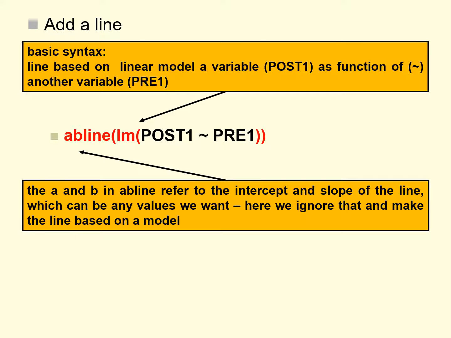And the ab in abline refers to the intercept and the slope of the line, which can be any values we want. So for instance, we could do abline and just give it some values, which would then draw the line that we wanted. Or in this case, we're saying get those values, the a and the b, the intercept and the slope, from this linear model, which is kind of cool. There's a lot of flexibility in drawing lines in your scatter plot, which can be useful if you're comparing a compact model to an augmented model and so on.